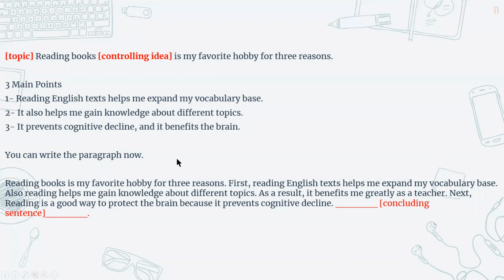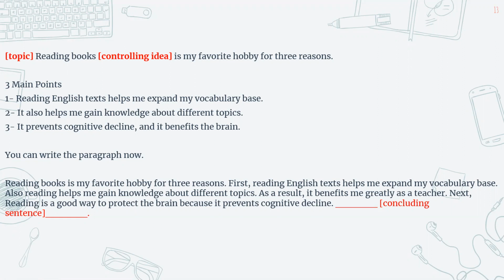let's take an example. This was the topic sentence. Reading books, this is the topic, is my favorite hobby for three reasons. This is the controlling idea. Okay. I wrote my three main points. Reading English texts helps me expand my vocabulary base. It also helps me gain knowledge about different topics. It prevents cognitive decline and it benefits the brain. Okay, so these are my three main points. I need to use these to write the rest of the paragraph.